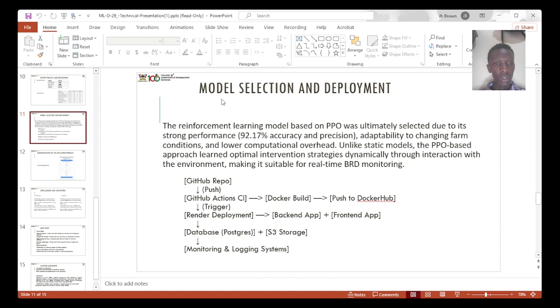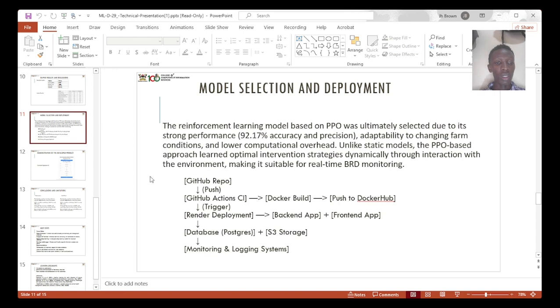Going ahead to the model selection: as shown, the selected model performed at an accuracy and precision of 92.17%, and this one was chosen because of its adaptability to changing farm conditions and low computational handling of the workload. Unlike static models, these PPO-based approaches learn optimal intervention strategies dynamically through interaction with the environment, making it suitable for real-time periodic monitoring.